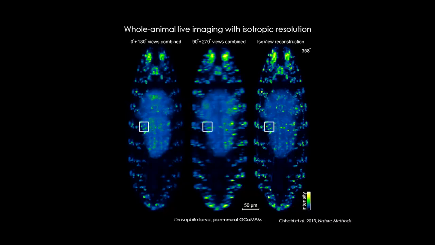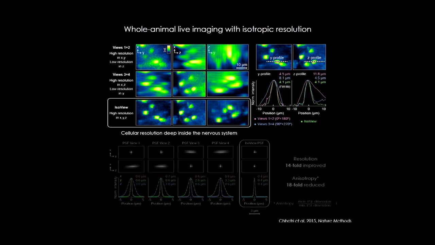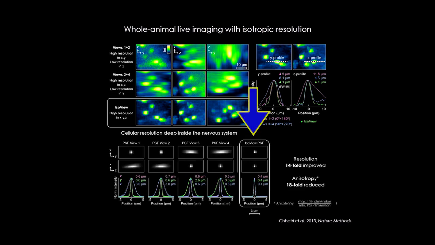And so let me just zoom in onto this cluster of neurons so you can actually see the impact on spatial resolution. In our contributing views, we have one dimension along which it's very hard to distinguish these individual neurons. They're just blurring into each other. In the other set of views, it's a different dimension, but the same problem. But then combining all this information into the ICU reconstruction, we now have high resolution from any view, along the X, Y, and Z axes. And so we basically restored cellular resolution even in these deeper regions of the nervous system. Overall, we find we have about 400 nanometer spatial resolution.